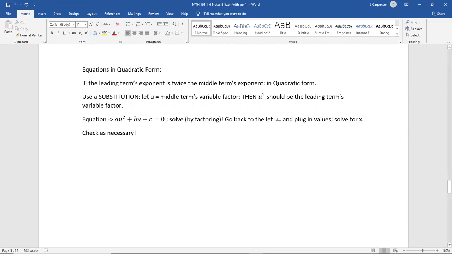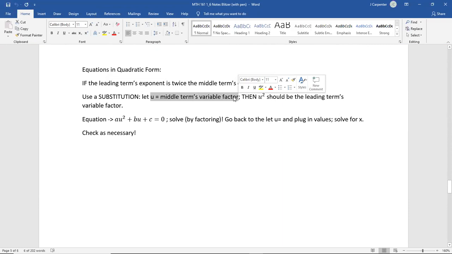So the idea is we make these two statements. The first one being, let u equal the middle term's variable factor. Do you have to use the letter u? No, you can say y or a or b, or you can go into Greek letters, theta or phi, or all the weird ones like chi. But the reason we use u is because it's the second letter of substitution. The first letter s kind of sucks as a variable because s looks like a 5. So you let u be the middle term's variable factor.